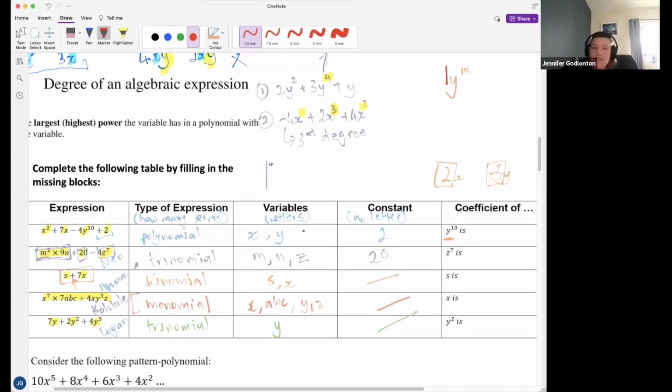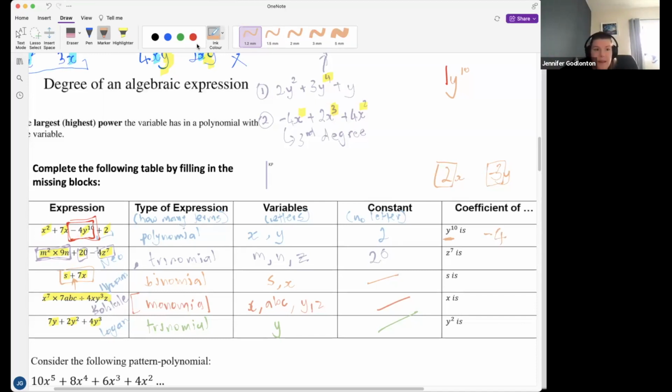Okay? Because this question is part of something, we have to look at where is our y to the power of 10 in the expression. So let's have a look there. That's where our y to the power of 10 is. What is the number that is right in front of y to the power of 10? Well, it is negative 4. So if it has a negative sign, we have to take it with us.